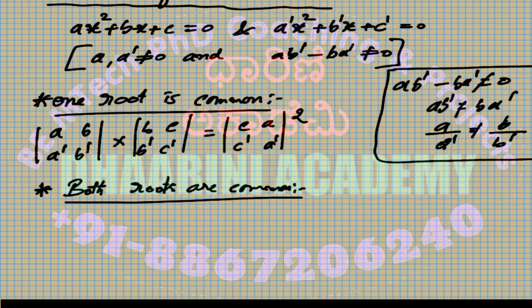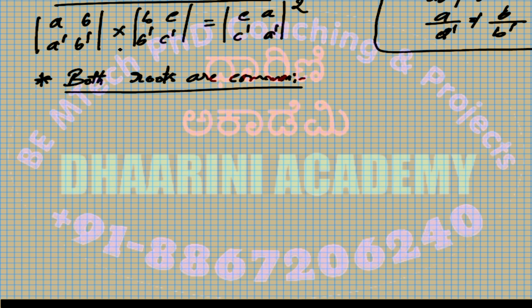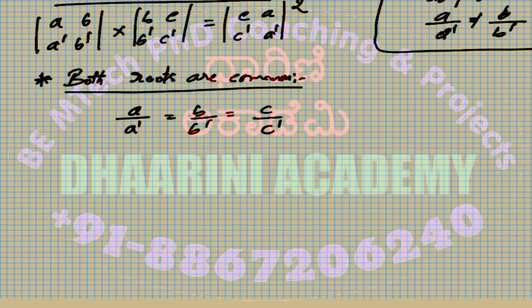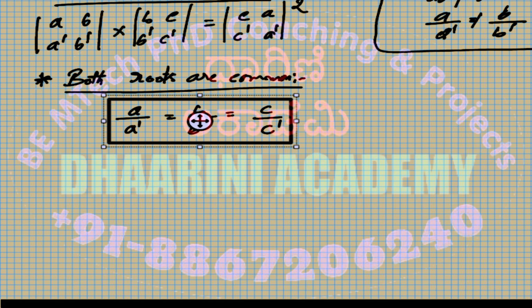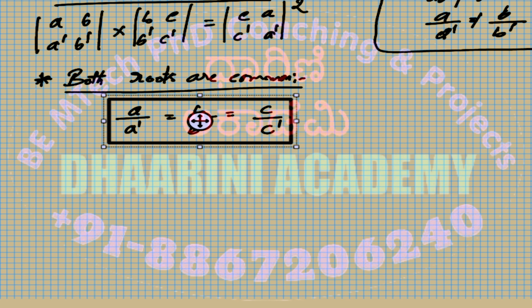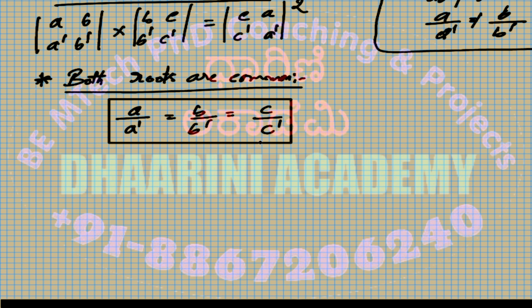When you want to have both the roots common, it is a very simple condition. a by a dash equal to b by b dash equal to c by c dash. If this condition is satisfied, then both roots become equal. That's why previously we said it cannot be same, because I wanted one of the roots as common. That's why we made a statement that a by a dash not equal to b by b dash. But now, if at all they become equal, then this is what is going to happen: you will find both roots becoming same. All right, so this is the concept we wanted.